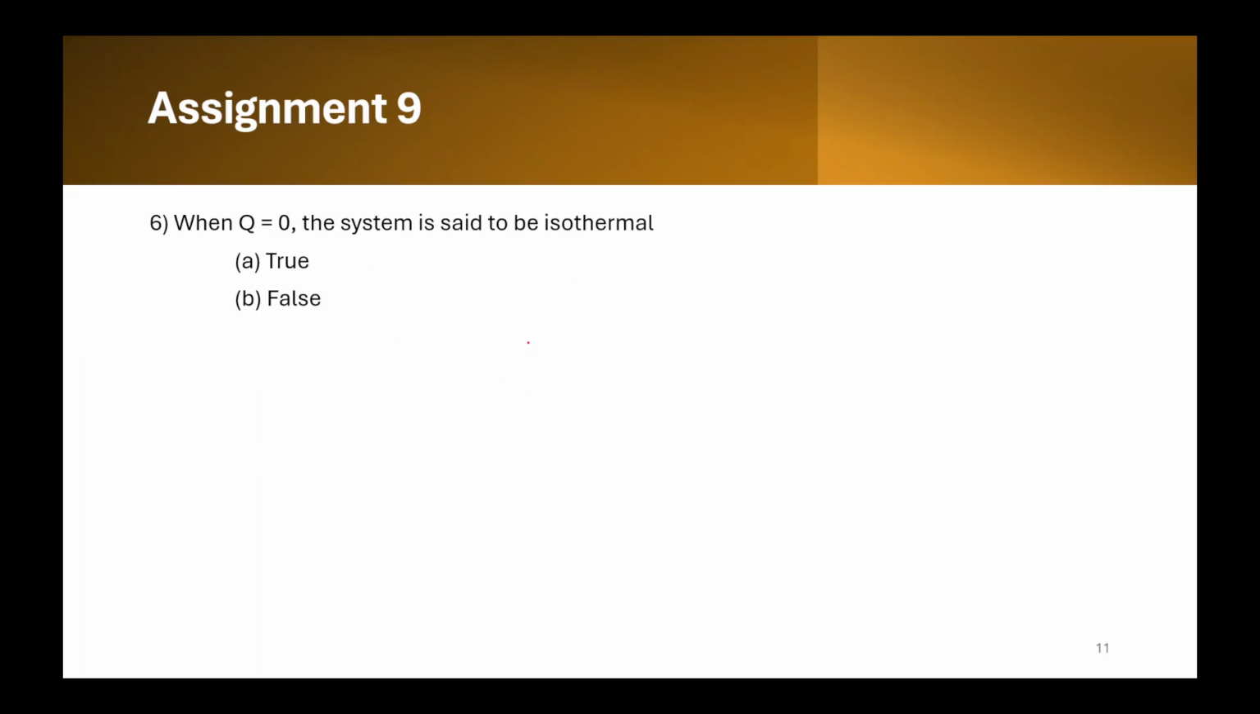Next question. When Q is equal to 0, the system is said to be isothermal. Is this correct? Isothermal is basically when the temperature at any point at any time in the system is the same. The temperature does not change with time or space. That is called isothermal. But Q equal to 0 is for an adiabatic system, where there is no heat transfer from the system to the surroundings. So this is a false statement.